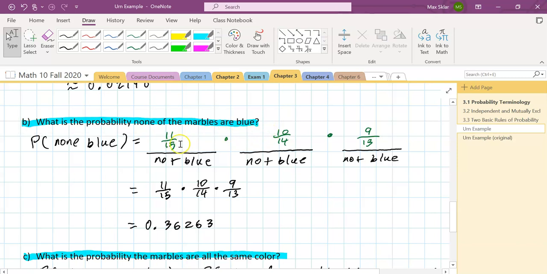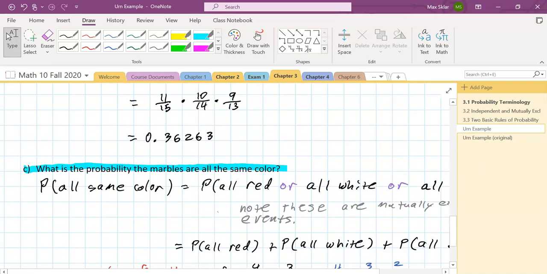If the first marble is not blue, that leaves us 10 non-blue marbles left out of 14 marbles total. If the first 2 marbles were not blue, then we'll have 9 non-blue marbles left and 13 marbles total. Using the multiplication rule, we can find the product: 11 out of 15 times 10 out of 14 times 9 out of 13. And we get about 36% probability.